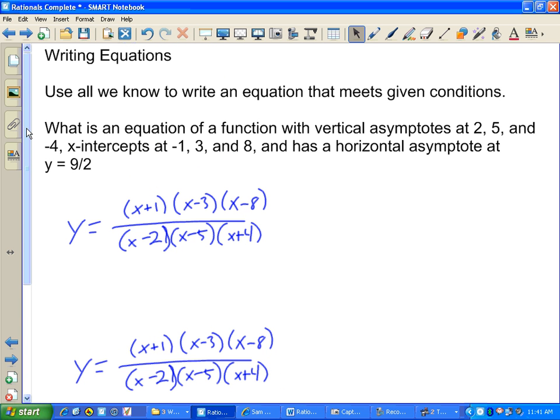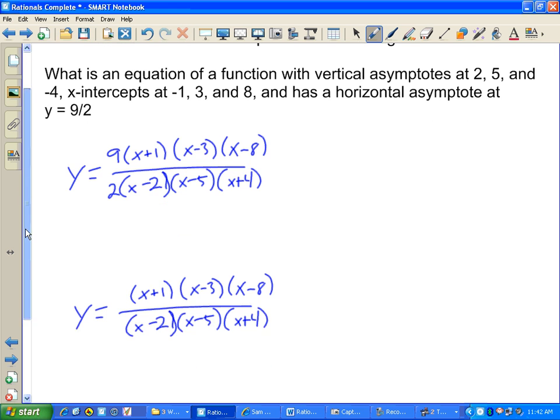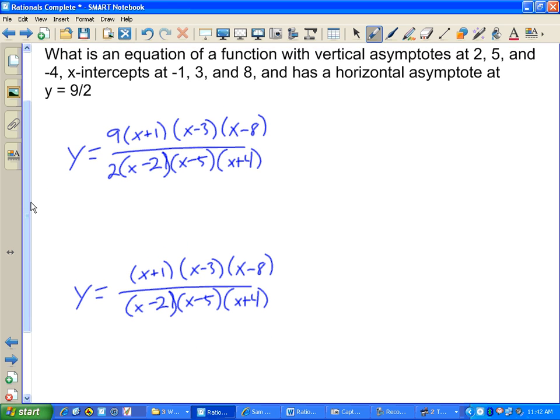Okay, so if I need to have 9/2 as a horizontal asymptote, that means my leading coefficients need to make 9/2 as their ratio. So this would be one equation that meets these criteria. And that solves that question. Let's say they didn't give us this asymptote. Let's say they told us that there were no horizontal asymptotes.